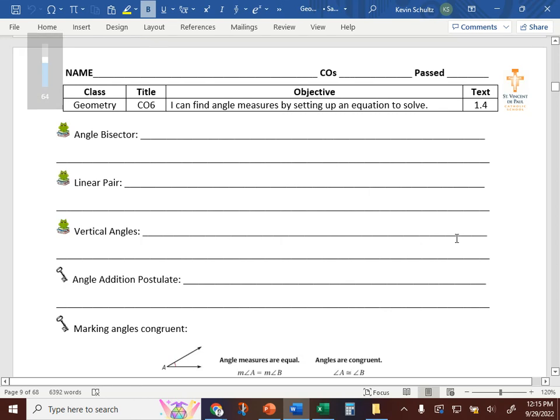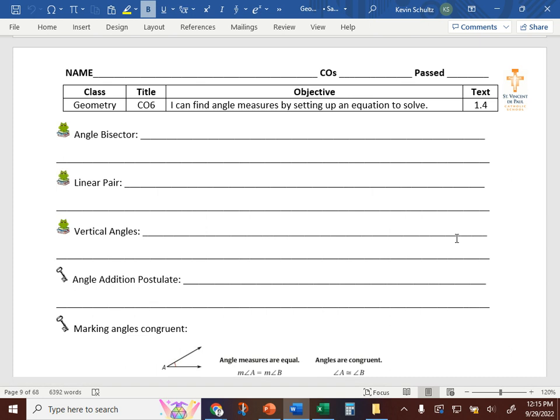Good day, geometry. We are covering CO6, which has some definitions, some new words for us. The objective is to find angle measures by setting up an equation to solve. So those of you that miss algebra, well, we get a little bit of algebra today.